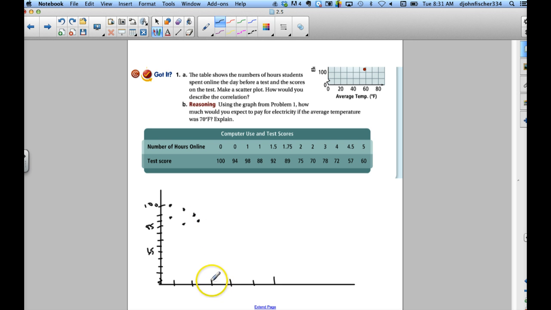2 hours, they get a 75. 2 hours, they got a 70. 3 hours, they got a 78. 4 hours, they get a 72. In 5 hours, they get a 60. So how would you describe the correlation? Now this correlation, it's fairly strong too, but it's a negative correlation. It's going down to the right as you go through.